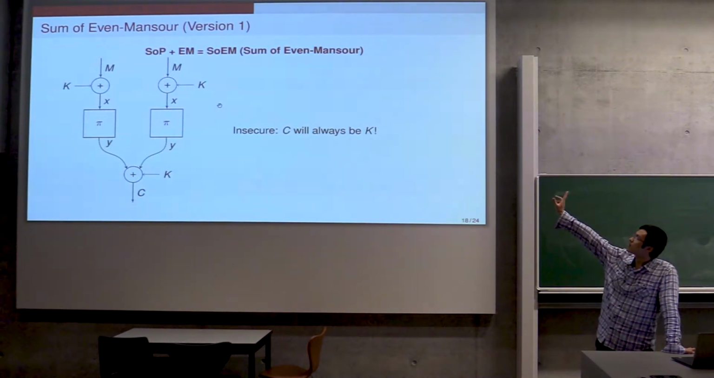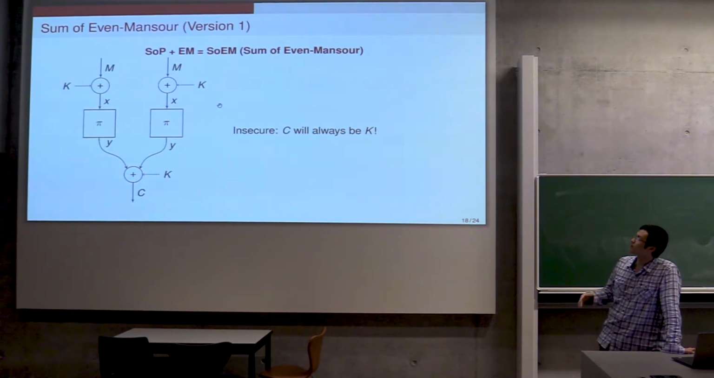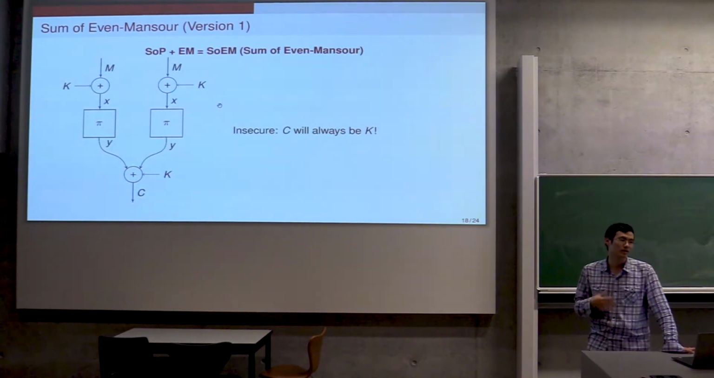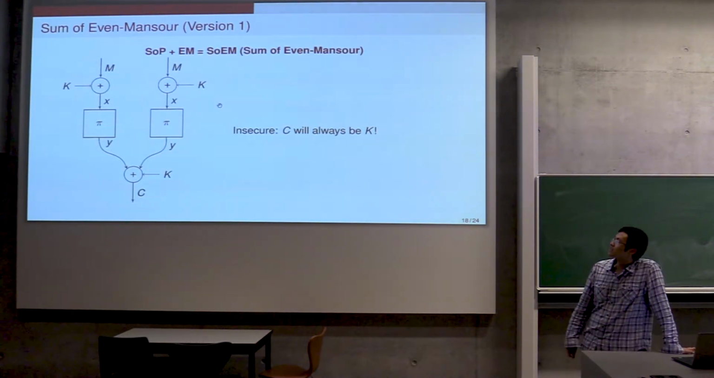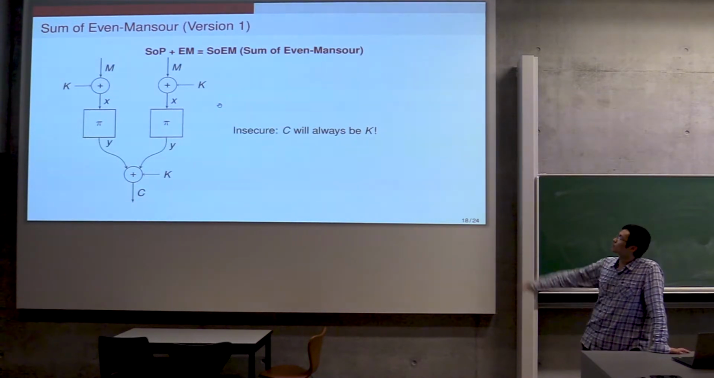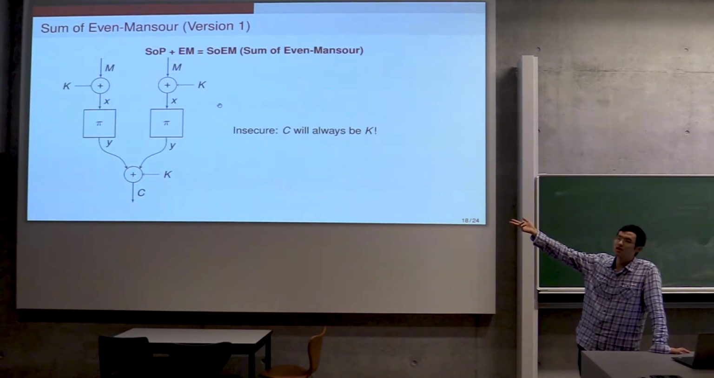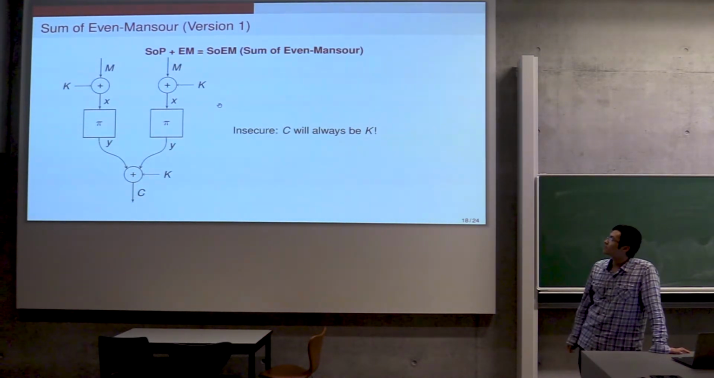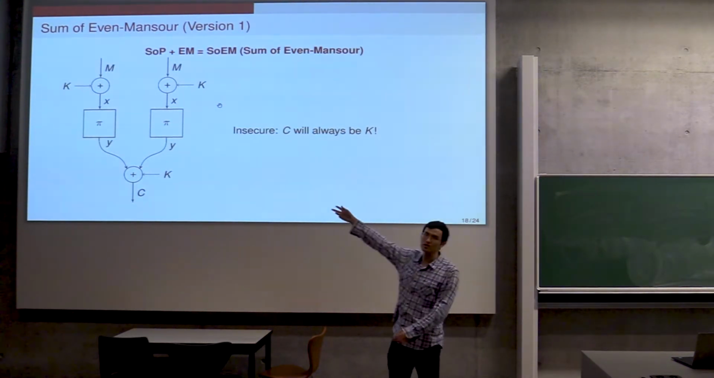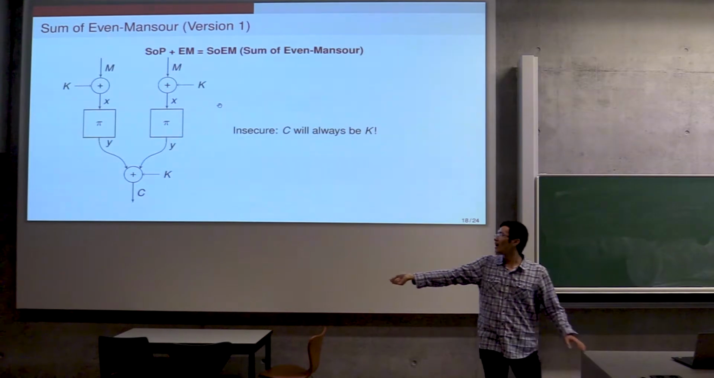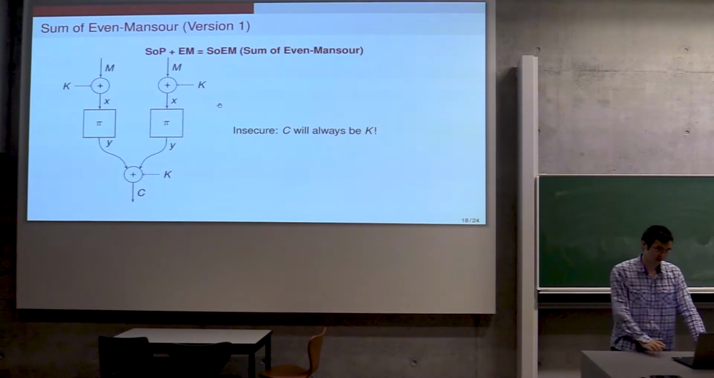This is actually the main result of this paper, the sum of permutation and sum of Even-Mansour construction, which is actually the combination of sum of permutation and Even-Mansour construction. We see that if we use the Sum construction with 2 identical permutations and 1 single key, then the resulting construction will definitely not be secure because the 2 y values will just cancel out each other, and then the output will always be the same, which is always the used key.